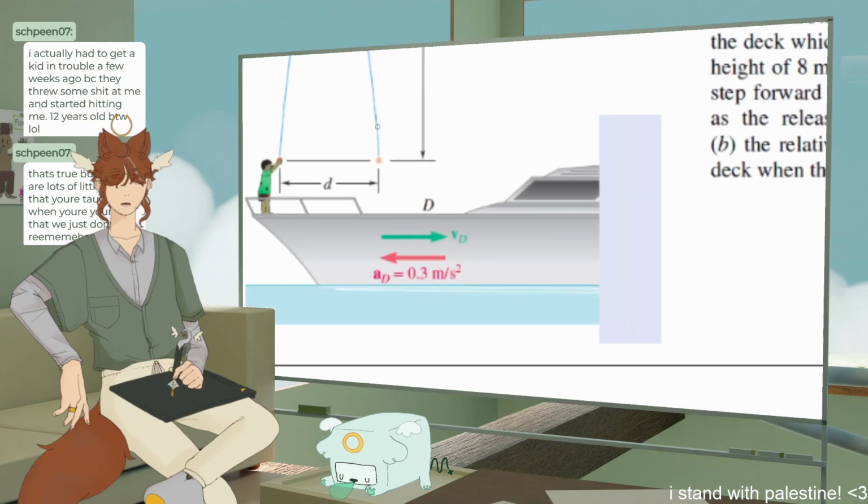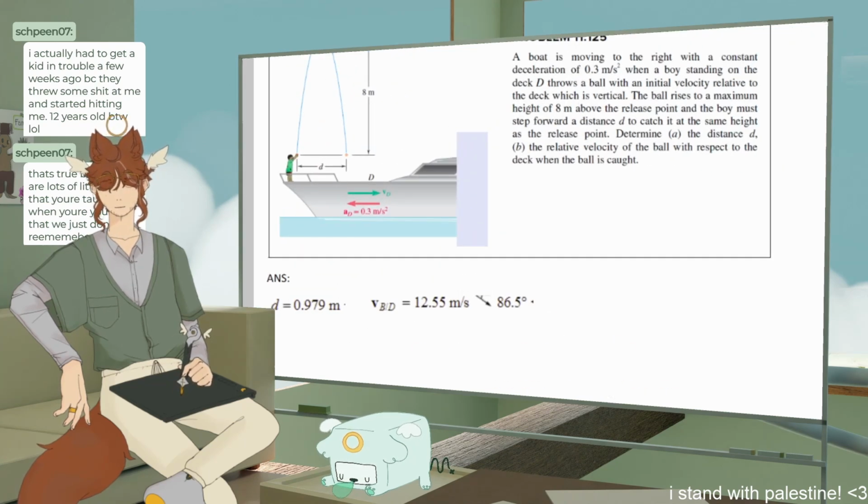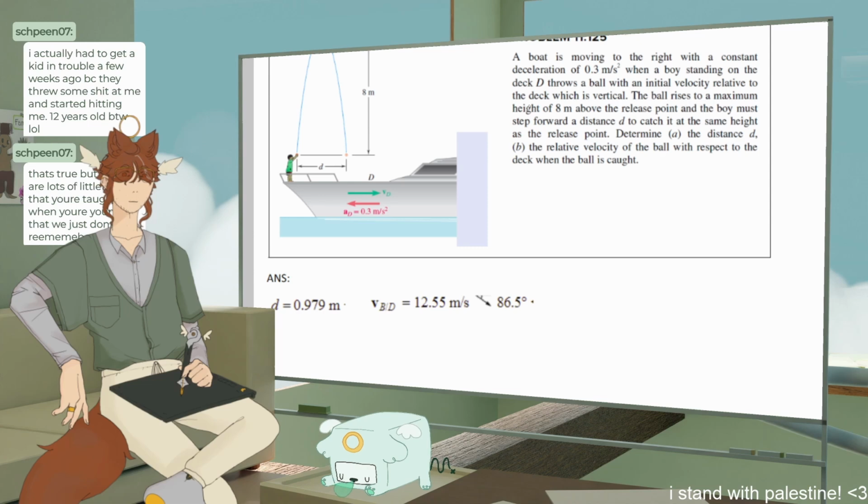Oh my god, this is a crazy problem. Move to the right with a constant deceleration. When a boy standing on the deck, D. Thanks for letting me know that that's the deck. I couldn't tell. With an initial velocity relative to the deck, which is vertical. Oh my god, okay. The ball rises to a maximum height of 8. Oh no. Oh, this is kind of fucked. We're putting stuff together. Okay.